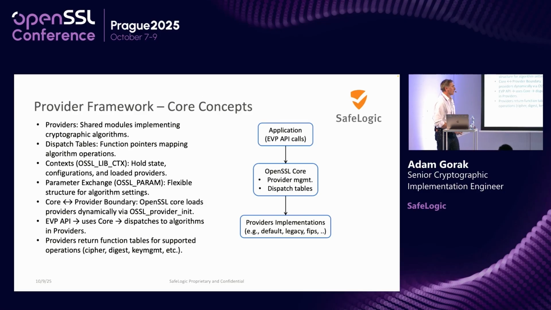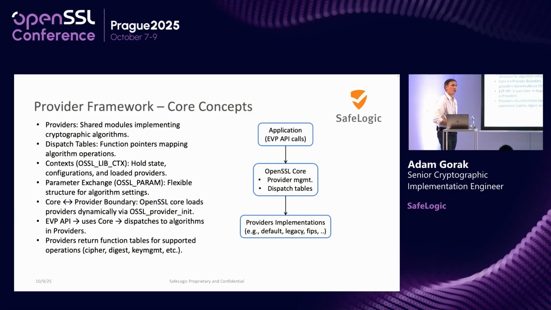Here's a different view of the interaction between the application and the provider, and its description. The life cycle of the provider instance in the core is as follows. First, the application triggers the provider load. So the OpenSSL core tries to load the provider file, and for this, the OpenSSL core calls an operating system loader to load a shared object or DLL.